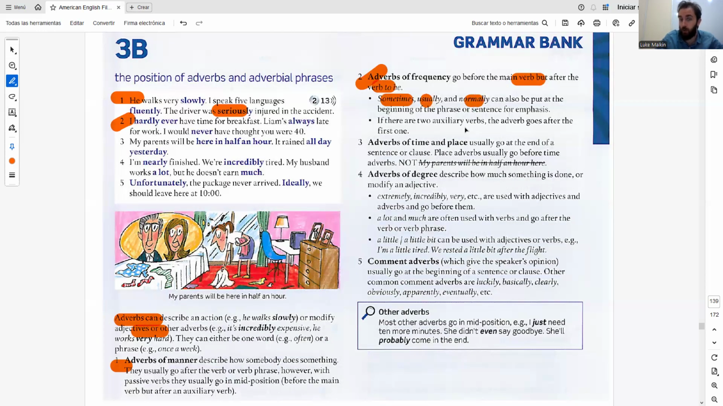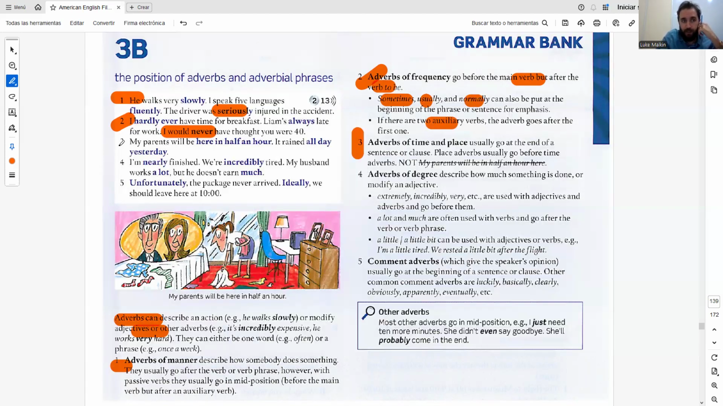Sometimes, usually, and normally can also be put at the beginning of a phrase if you want. This gives extra emphasis. And if there are 2 auxiliary verbs, the adverb goes after the first one, right? I would never have thought you were 40, not I would have never thought you were 40. You do hear people use that second one, but the correct way to do things, the standard way, is after the first auxiliary verb.